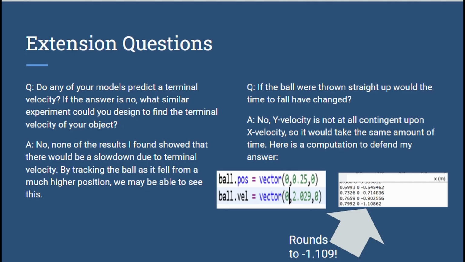And the second question: if the ball were thrown straight up, would the time to fall have changed? No, y velocity is not at all contingent upon x velocity, so it would take the same amount of time. And then here's a computation of my answer that I used GlowScript for.